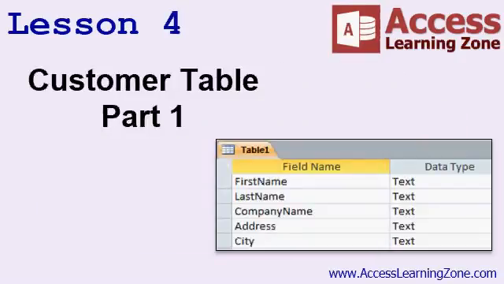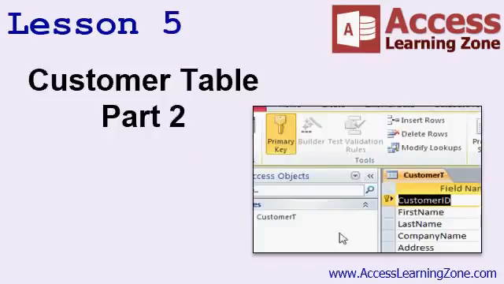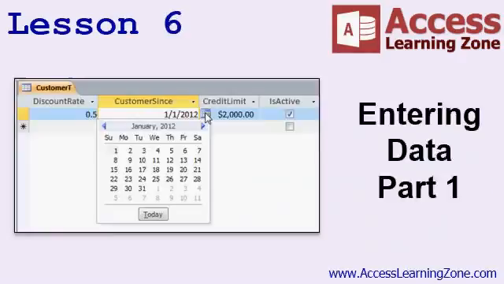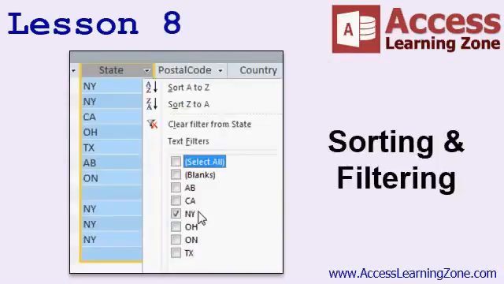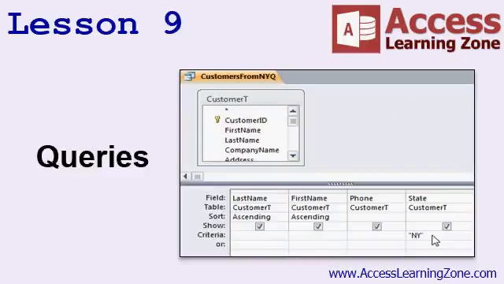In Lesson 4, we're going to begin building our customer table to store customer information. In Lesson 5, we're continuing to work with our customer table, and we'll learn about primary key fields. In Lesson 6, we'll begin to enter data into our customer table. In Lesson 7, we'll learn more about data entry. In Lesson 8, we'll learn how to sort and filter the data in our tables. In Lesson 9, we're going to learn how to build queries, which allow us to see the data in tables in different ways. We'll learn how to sort on multiple fields and apply a criteria to our queries.